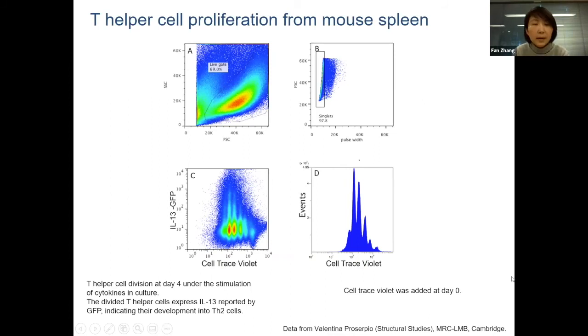This is an example to show you T cell proliferation from a mouse spleen. We use CellTrace Violet to load the cells. On day 4, these T cells can be seen to have gone through several cell divisions. We also studied IL-13 in cell division. We can see the expression of IL-13 start to increase as cells divide, indicating the development into Th2 cells.